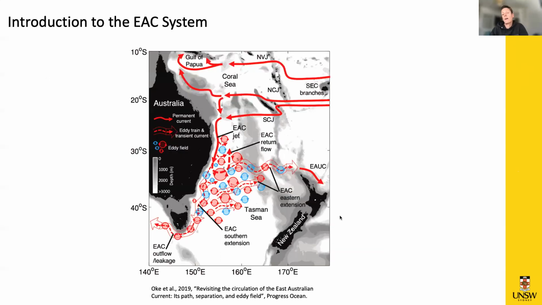So the East Australian Current is the western boundary current of the South Pacific subtropical gyre. It flows poleward along the southeastern coast of Australia and typically separates from the coast around 32 south, shedding large anticyclonic and cyclonic eddies into the Tasman Sea. About 1/3 of the current transport continues southward towards Tasmania, and about 2/3 continues eastward as an eddy train towards the northern tip of New Zealand.